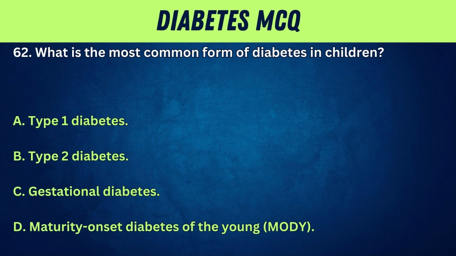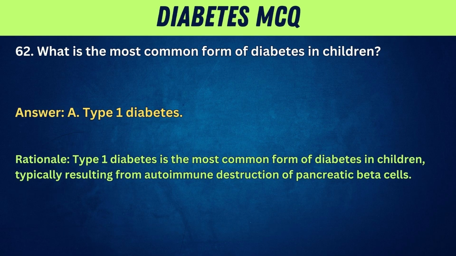62. What is the most common form of diabetes in children? A. Type 1 diabetes. B. Type 2 diabetes. C. Gestational diabetes. D. Maturity-onset diabetes of the young (MODY). Answer: A. Type 1 diabetes. Rationale: type 1 diabetes is the most common form of diabetes in children, typically resulting from autoimmune destruction of pancreatic beta cells.